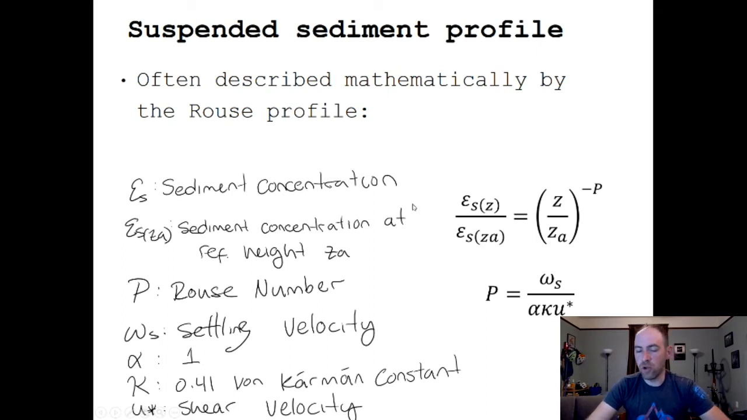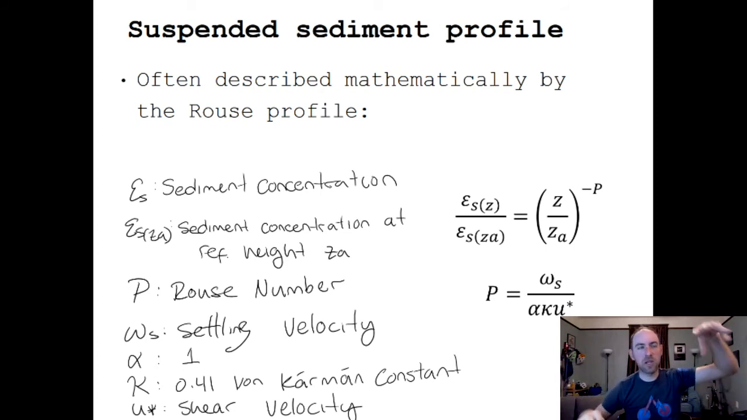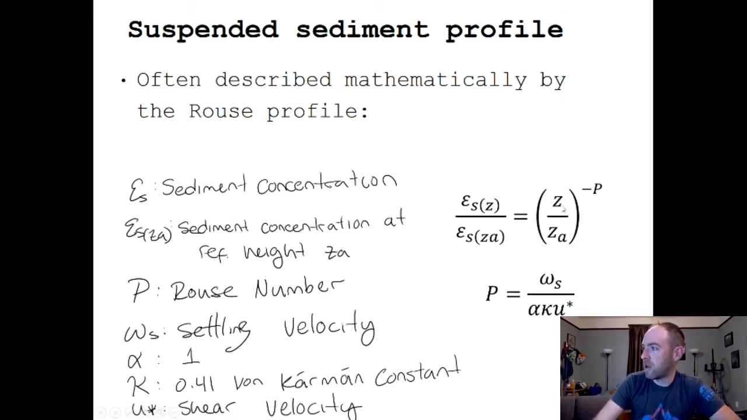So everything is relative to the concentration from which you are grabbing sediment upwards, right? So you can set that anywhere. If you know the concentration here, then you can start to calculate it for any point above there. Does that make sense? Right? And it's a function of your height relative to the reference height to the power of this term minus p. And p is called the Rouse number.